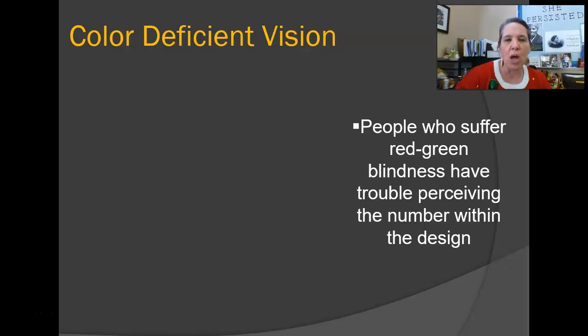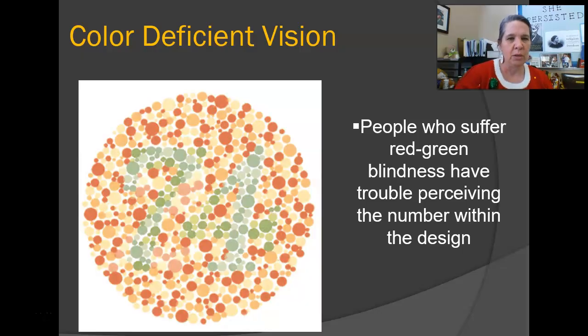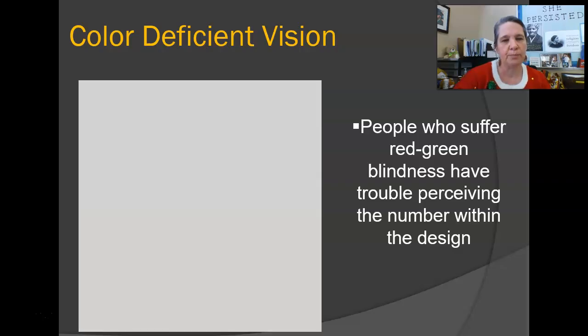Okay, so when we talk about color vision, we have to talk about people that are colorblind. People who suffer red-green blindness have trouble perceiving the number within this particular design. So take a look at it. If you can see the number, then you are not colorblind, or you may have a different version of colorblindness. But if you cannot see the number, then you may be suffering from red-green colorblindness.